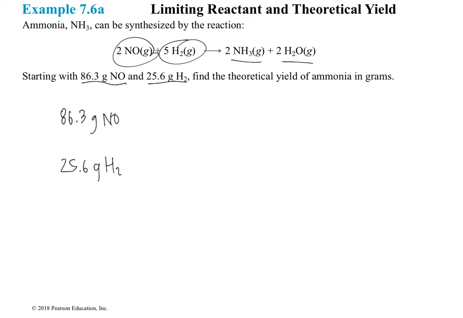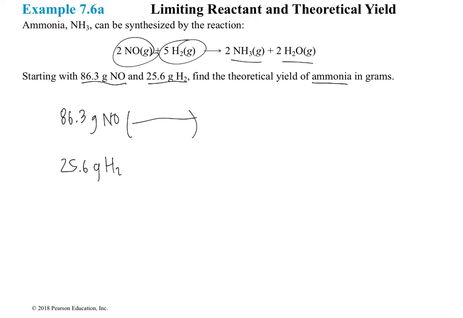I'm going to start there, and I'm going to go to a product. Now, to find my limiting reactant, I can go to any product. But in the case here, they want us to find the theoretical yield of ammonia. So I'm going to go to ammonia using stoichiometry. So let's get to moles.